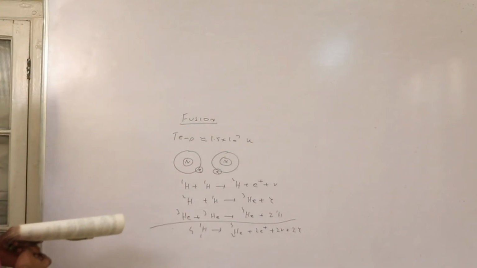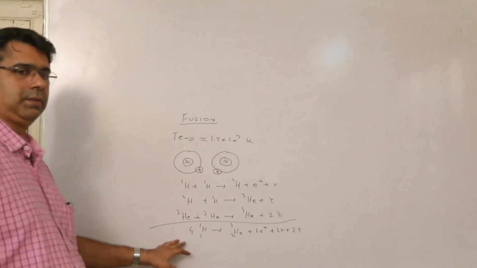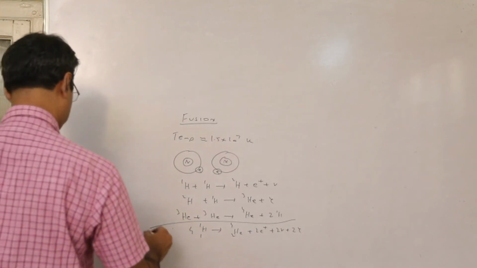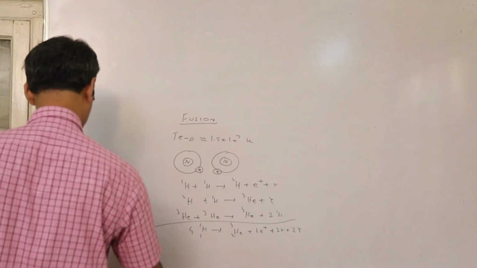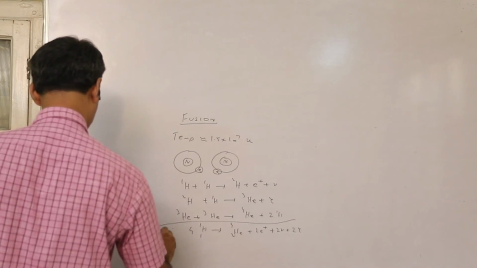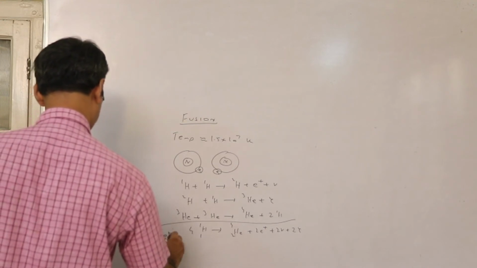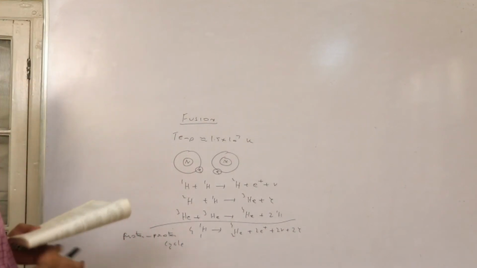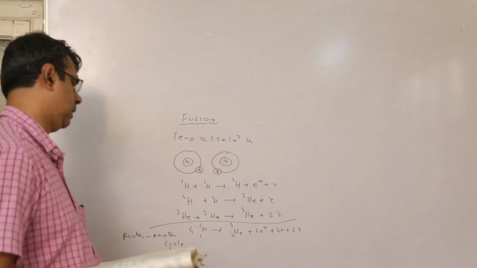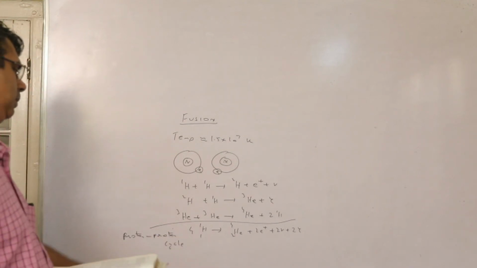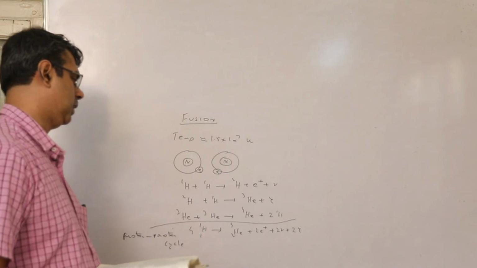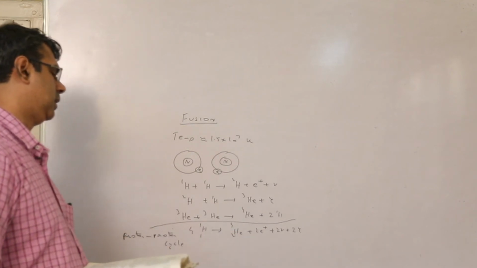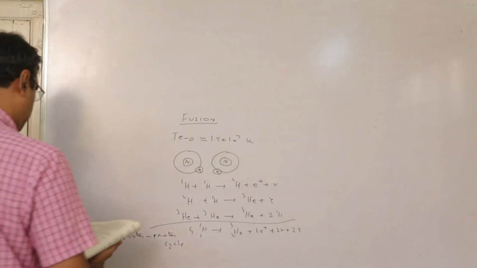So this is the reaction which takes place in the sun, and this reaction is also known as the proton-proton cycle. So the proton-proton cycle is the reaction which takes place in the sun. It occurs by the combination of 4 hydrogen atoms to give a helium nucleus, and a large amount of energy is released in the process.